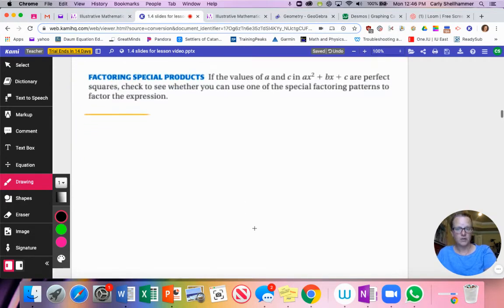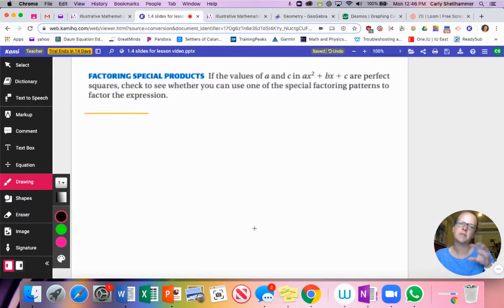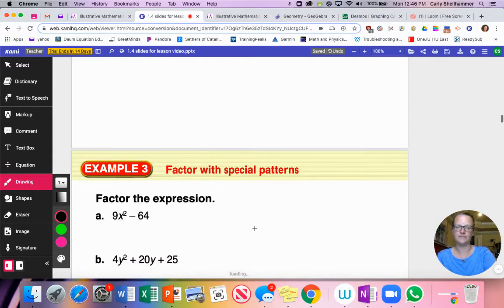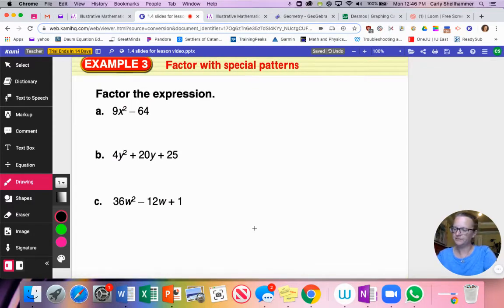Now, factoring special products. If the values a and c in ax squared plus bx plus c are perfect squares, check to see whether you can use one of the special factoring patterns that we learned in the last lesson. Okay, so let's try a few. Here, I think I might have the difference of perfect squares because that's a subtraction, and this is 3x times 3x, and that's 8 times 8. So I have a plus b and a minus b. Easy peasy.